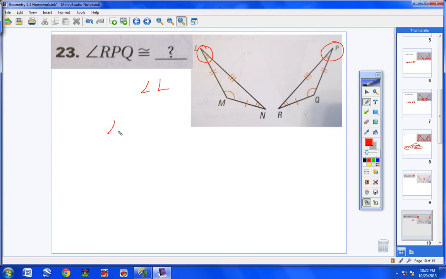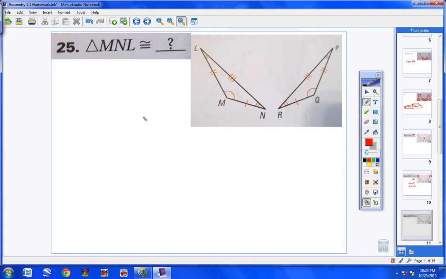Or you could say angle MLN, or you could say angle NLM. As long as L is in the middle, that's the main thing that you need. Okay? Hope that makes sense. Let's move on to number 25.